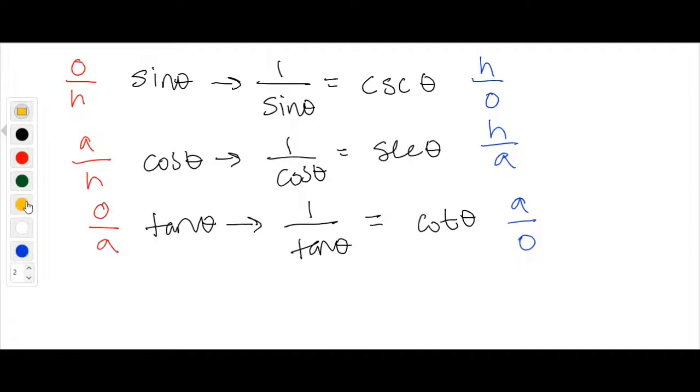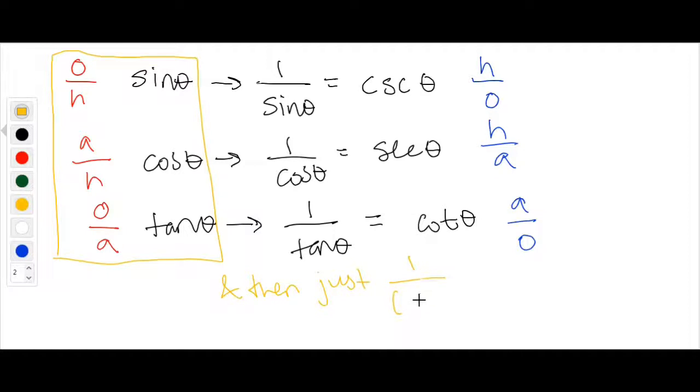Now here's what I say. I say the best thing for you to do is to just memorize only these three, and then all you do is take 1 over whatever trig function you want to use. So you can get these. It's a lot easier if you just memorize these. Just take 1 over that trig function and you'll automatically get that. So there's no need to memorize any of these things. It'd be smart to just do it this way. Memorize this, take 1 over that, you already know what that is.